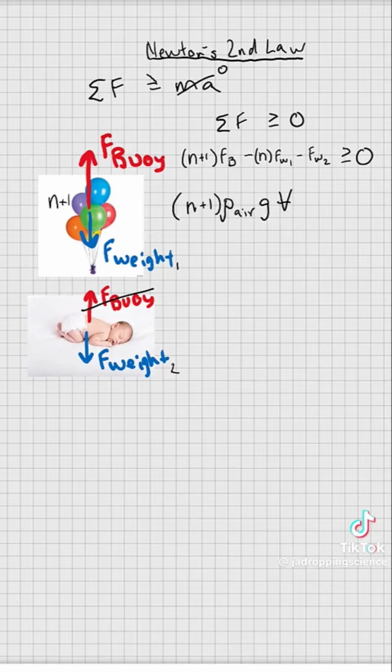Now I'm going to plug in the symbolic variables for each of these forces we just discussed, then I'll plug in the values, check for units, and solve for n.